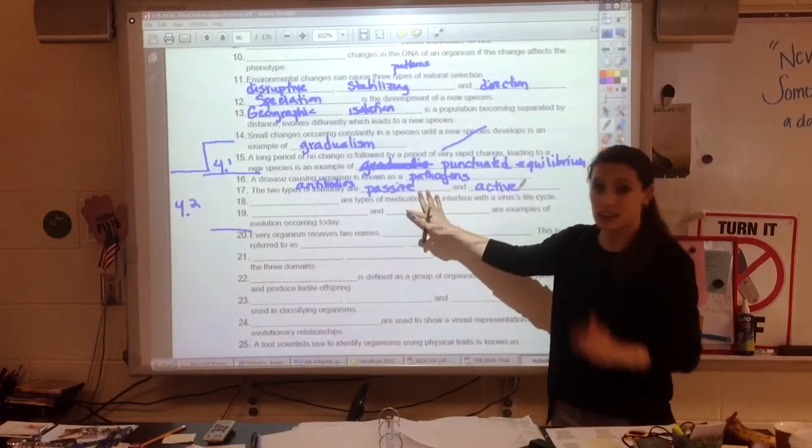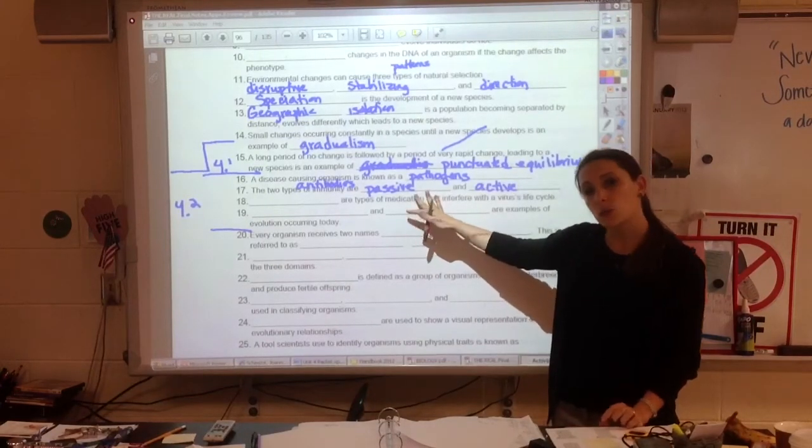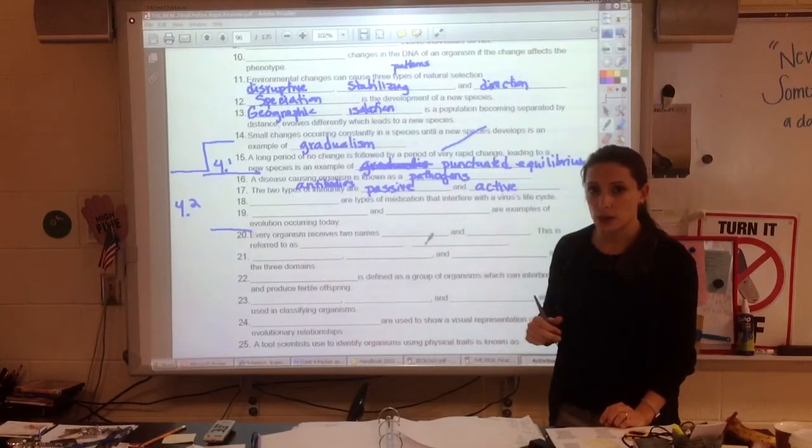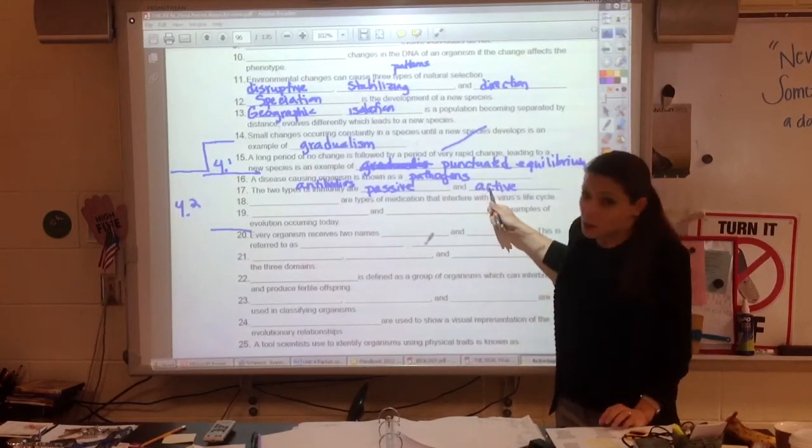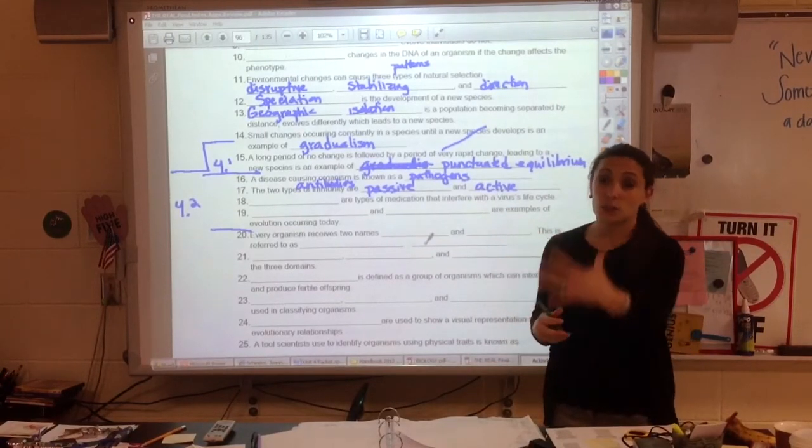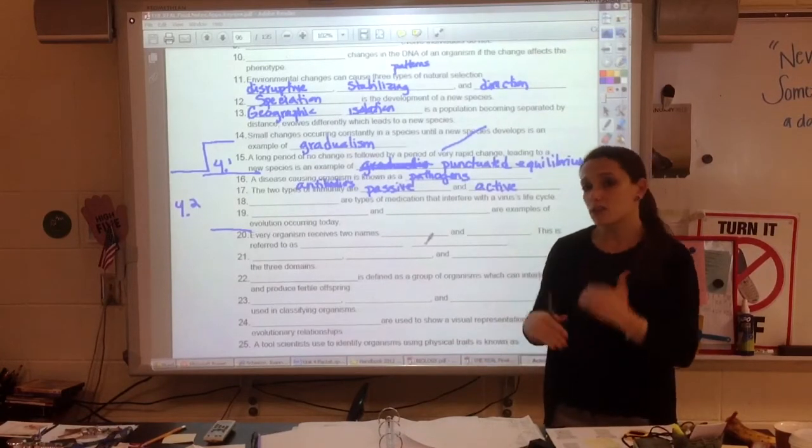Now, passive is not one that you inherit. That's where you are given the antibodies. Keep in mind with active, your body does have to be exposed to the antigen and then it responds.